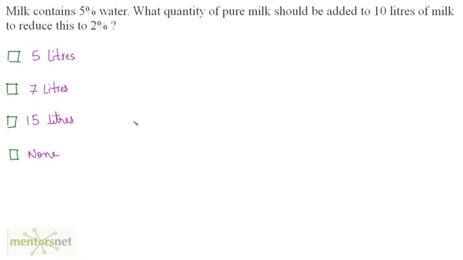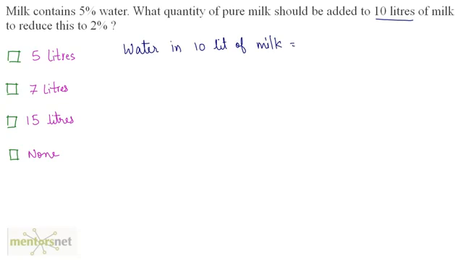Milk contains 5% water. What quantity of pure milk should be added to 10 liters of milk to reduce this percentage to 2% of water? Well, it is given that milk contains 5% of water. So we can calculate how much water is there in 10 liters of milk.